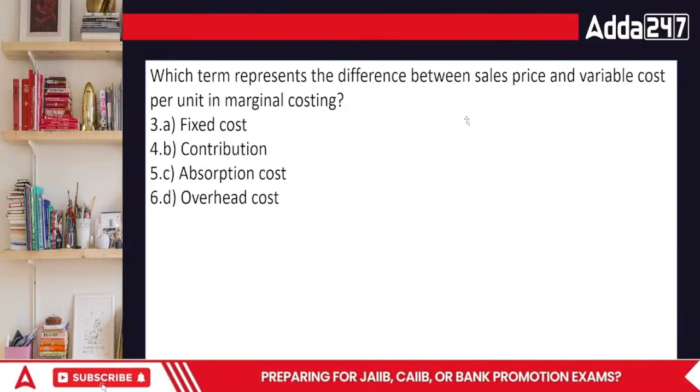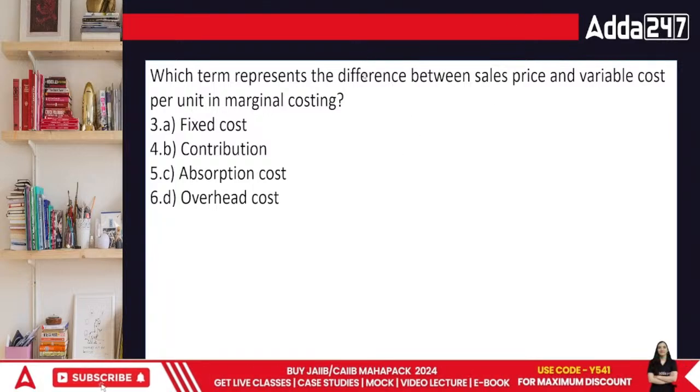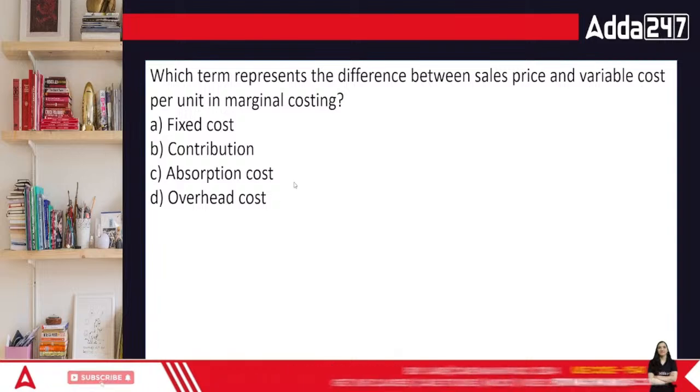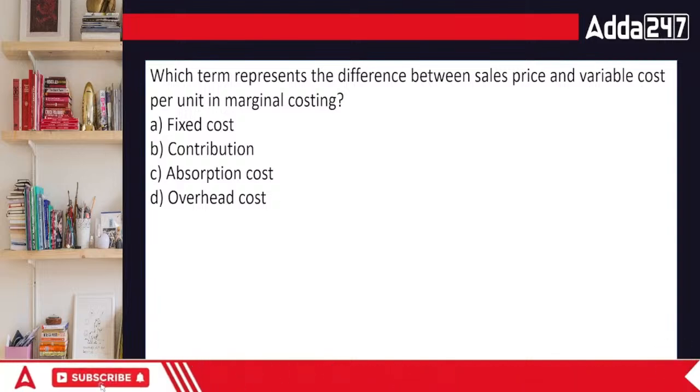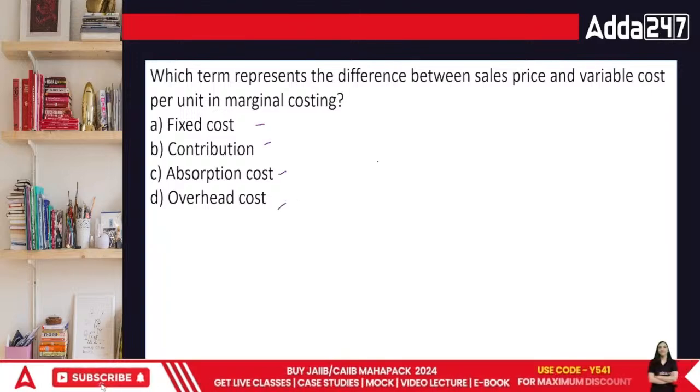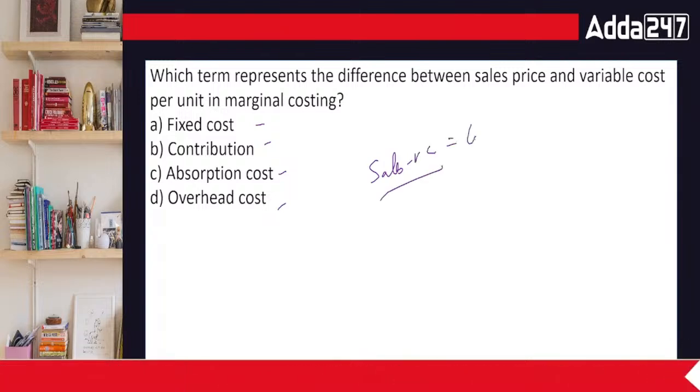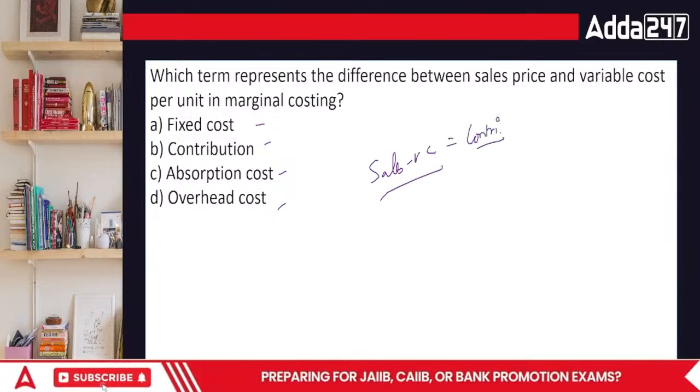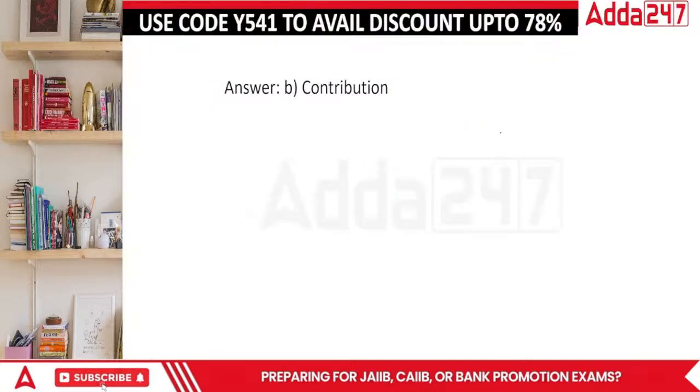Okay, here comes the next question, everyone. Easy question. I find this question very easy. Which term represents the difference between the sales price and variable cost? We talked about it. Fixed cost, contribution, absorption, or overhead. This is sales minus variable cost, which is equal to contribution. Answer is contribution.